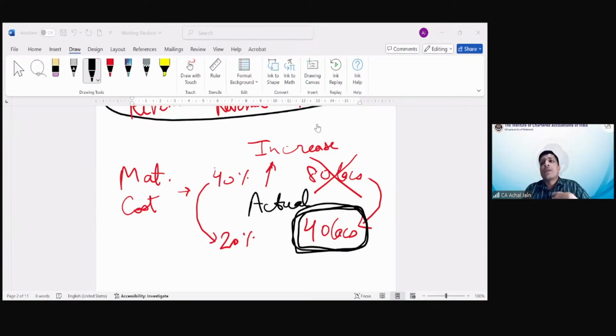Why? Because, let's suppose, you put yourself in the shoes of the customer. Your house is getting constructed and you have told the contractor that up to 40% will be allowed to you. Let's suppose you have told the customer that up to 80 lakhs you can charge, but the actual cost of the contractor is 40. So will you pay him 80 or 40? 40 only. Yes or no? 40 only. Yeah. So that's how you need to consider this.